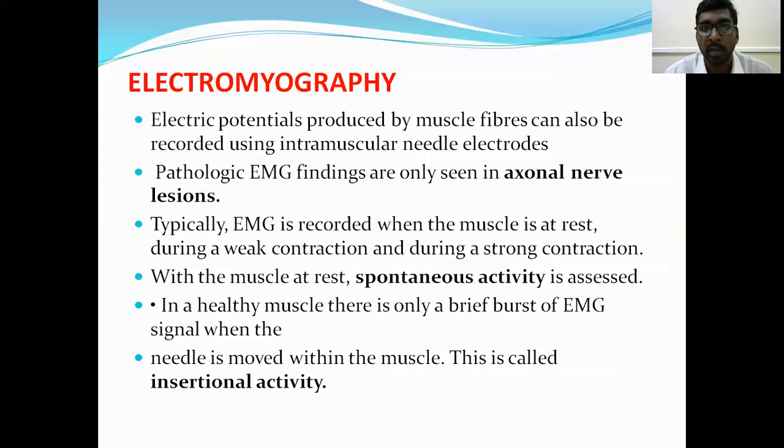What is electromyography? Electrical potentials produced by muscle fibers can be recorded using intramuscular needle electrodes. Pathological EMG findings are seen only in axonal nerve fiber lesions. Axonal nerve fiber lesions mean axonotmesis and neurotmesis. So electromyography is normal in demyelinating lesions, which means neuropraxia.